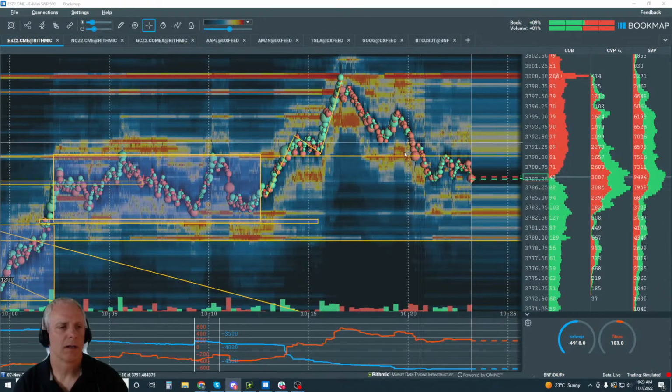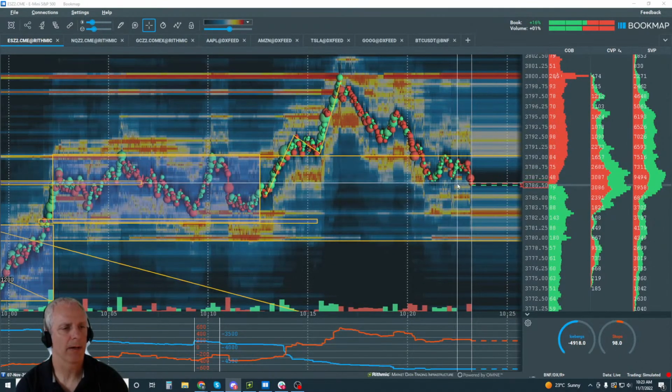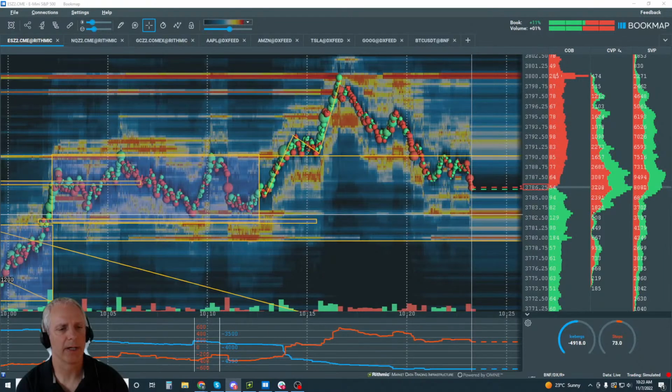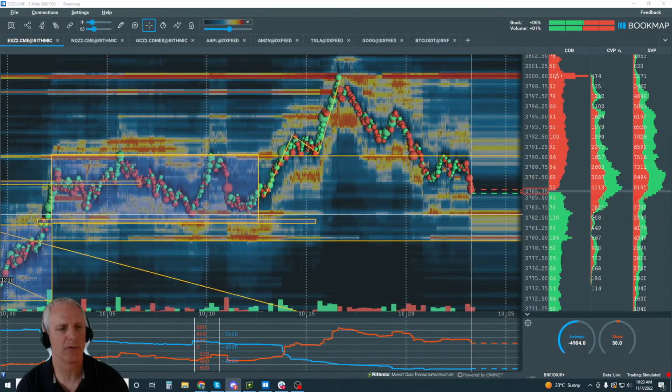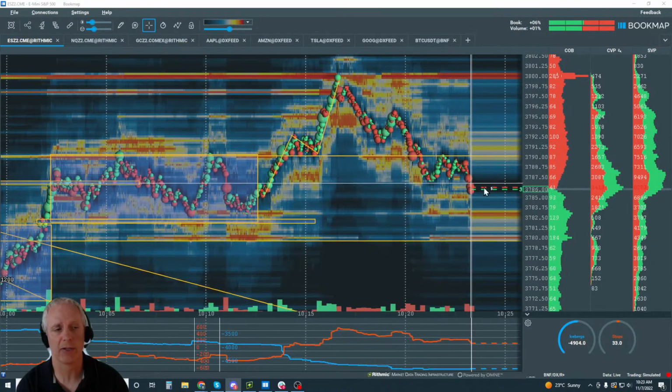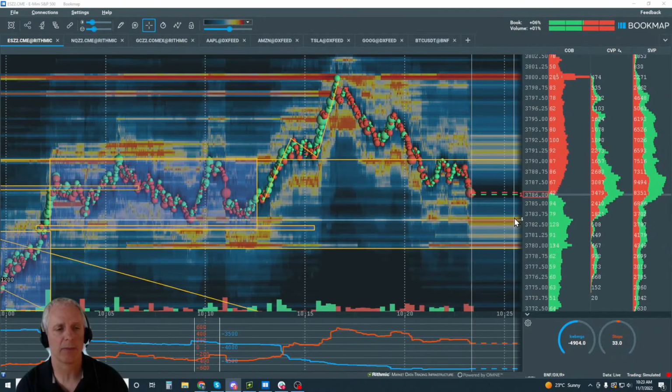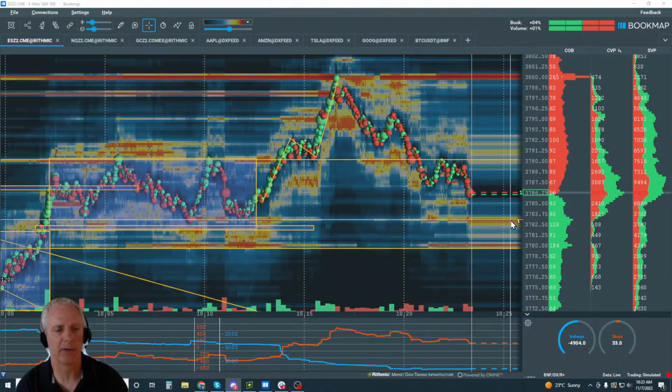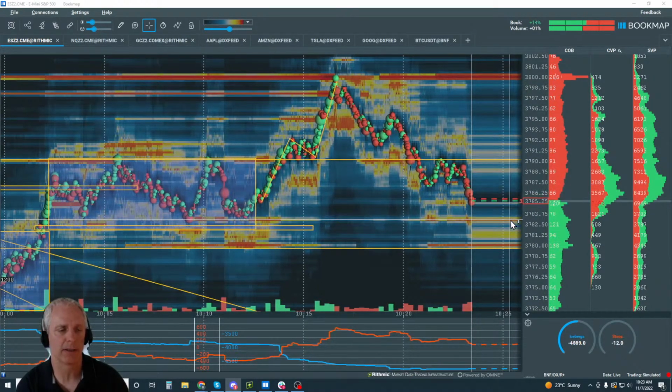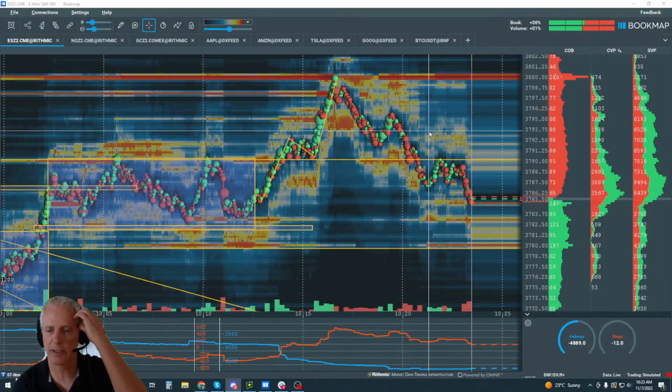So let's see if they even go further, right down to the bottom of the range here. They're already through the point of control, and there's some pretty heavy volume there. So the next move I would look for is down here, 82, 83 basically. And it's going there pretty quickly.